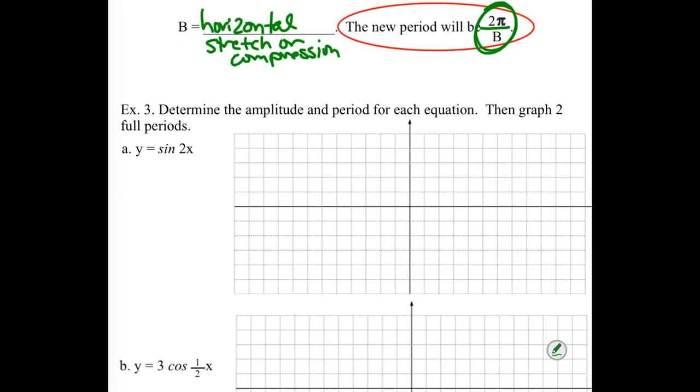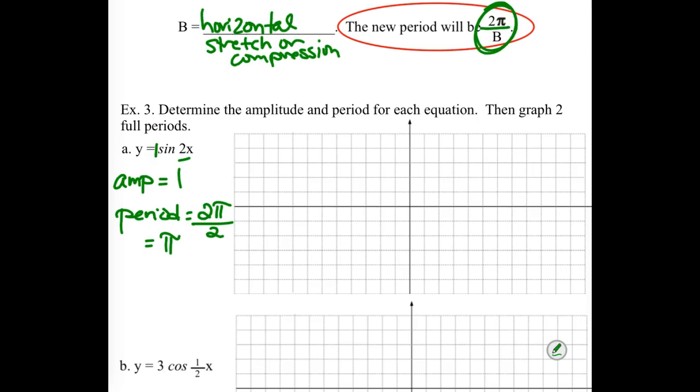All right, so this one says determine the amplitude and period for each equation and then graph two full periods. So our first one, we've got y equals the sine of 2x. My front number here, my A value, is 1, so the amplitude would be just a 1. That means there's no vertical stretch, compression, or flip. But my B value is a 2, so the new period is going to be 2 pi divided by B, divided by 2. So my period here, one complete cycle will happen between 0 and pi, instead of being between 0 and 2 pi.